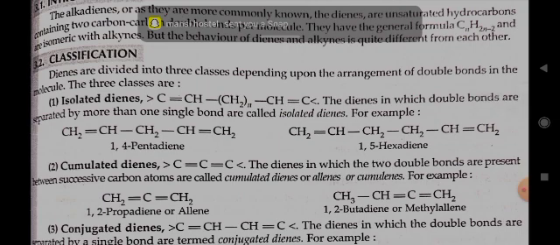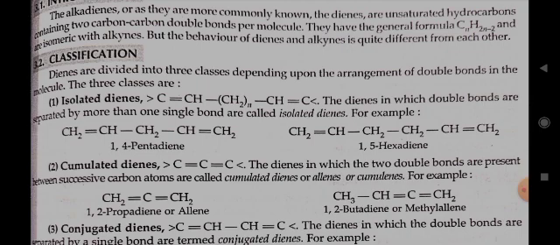Dienes are divided into three classes depending upon the arrangement of double bonds in the molecules. The three classes are isolated dienes: the dienes in which double bonds are separated by more than one single bond are called isolated dienes. For example, 1,4-pentadiene, 1,5-hexadiene.